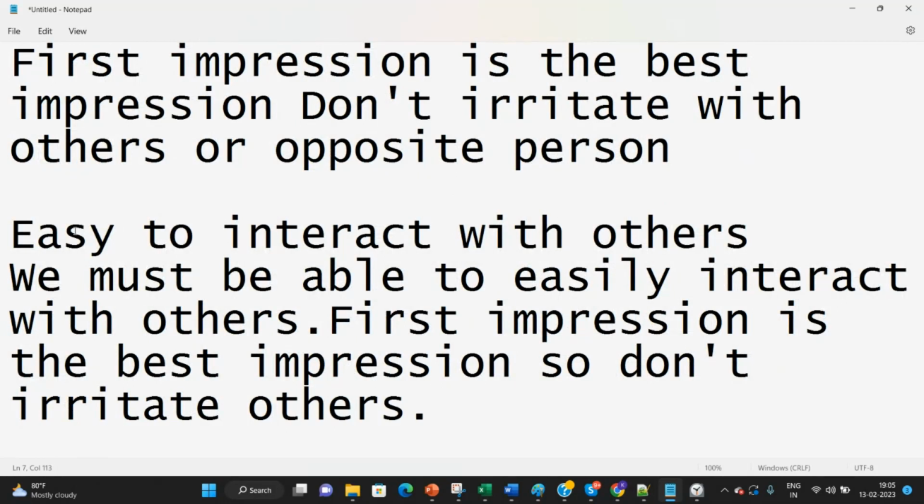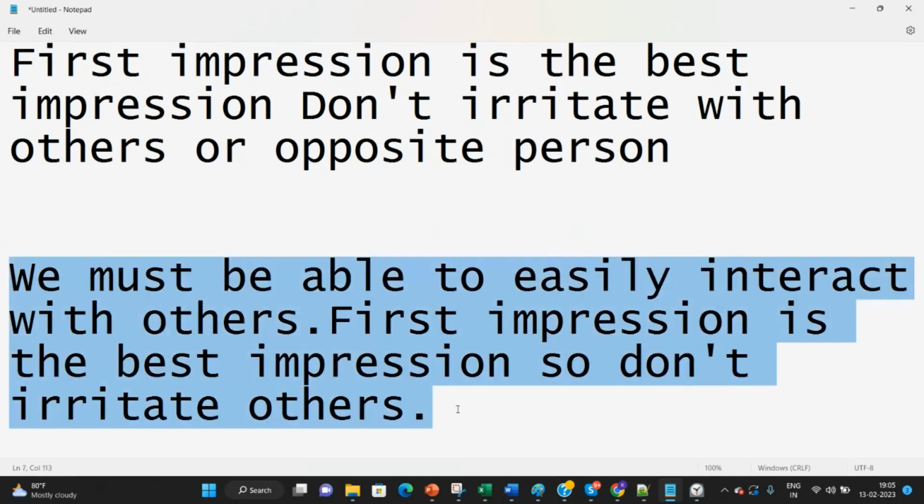Can you read these lines for us? We must be able to interact easily with others. First impression is the best impression, so don't irritate others.